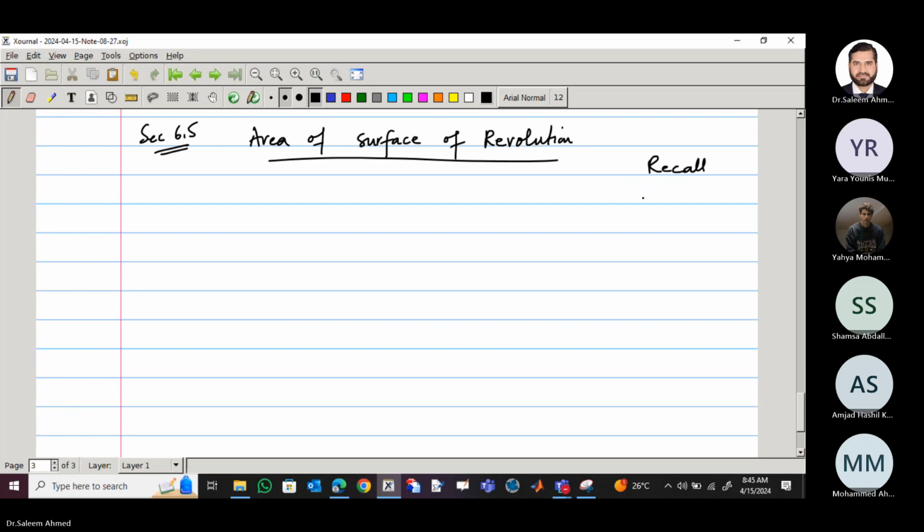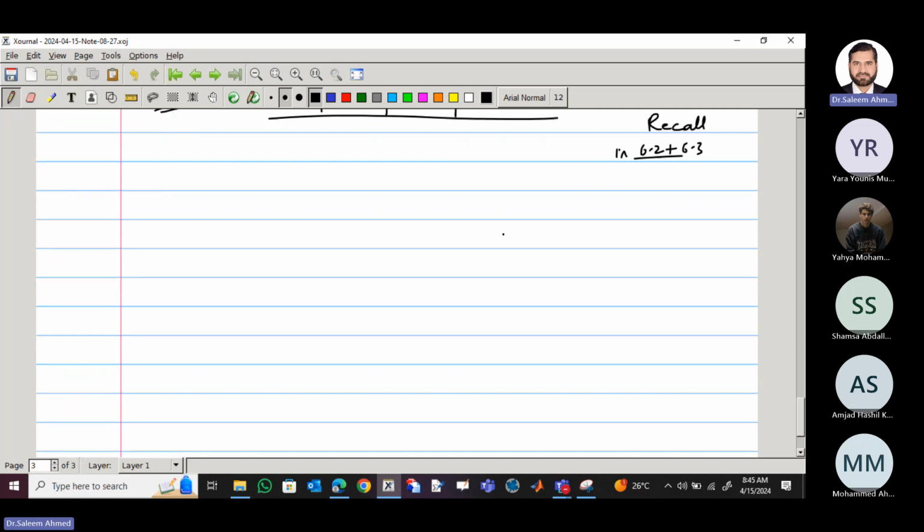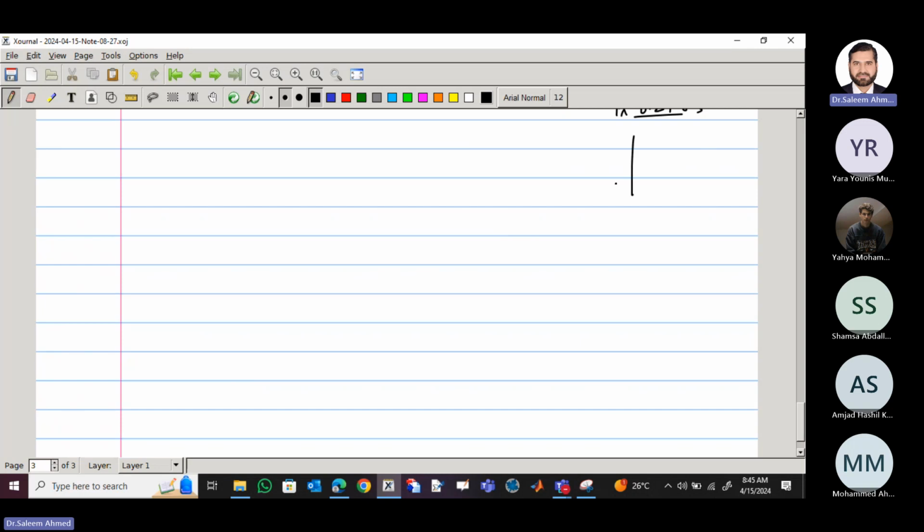Recall in 6.2 plus 6.3, what we had was an area problem. We had an area from A to B, let's say this was the area between y is equal to f(x) and A to B. If I rotate this area about the x-axis, then this whole area comes down here, right? So every point moves in a circle. So it gives you the solid of revolution.